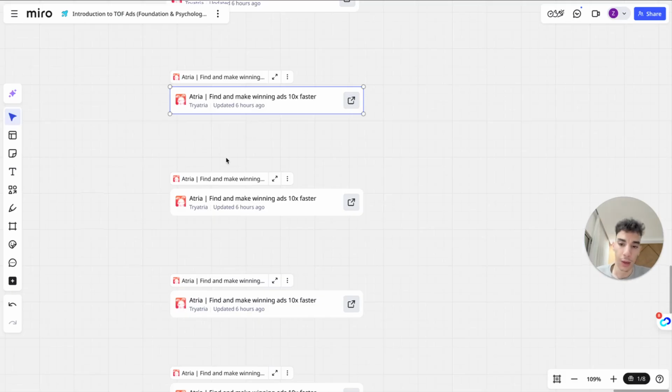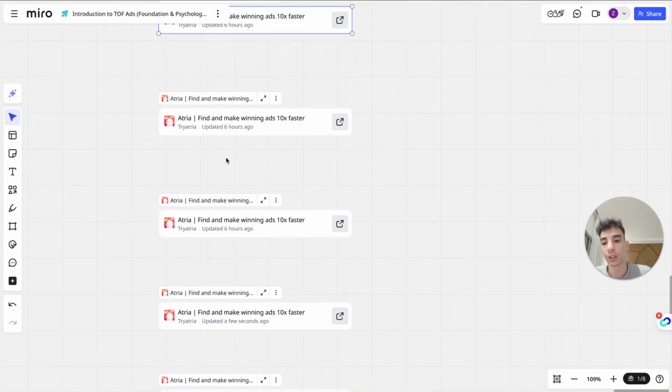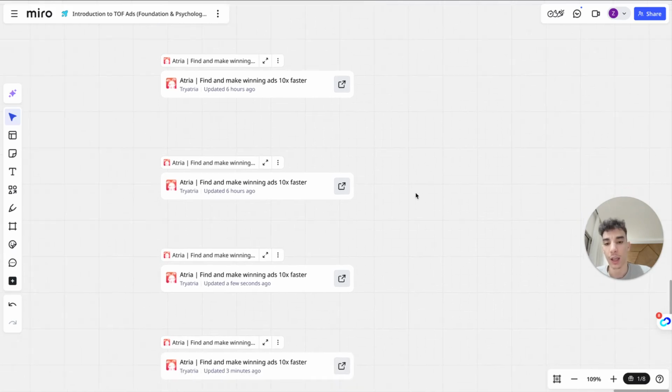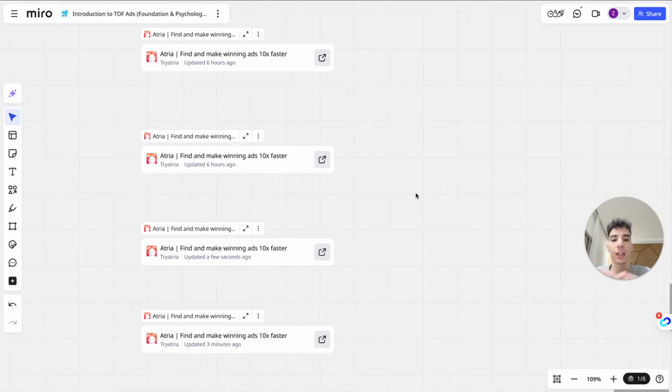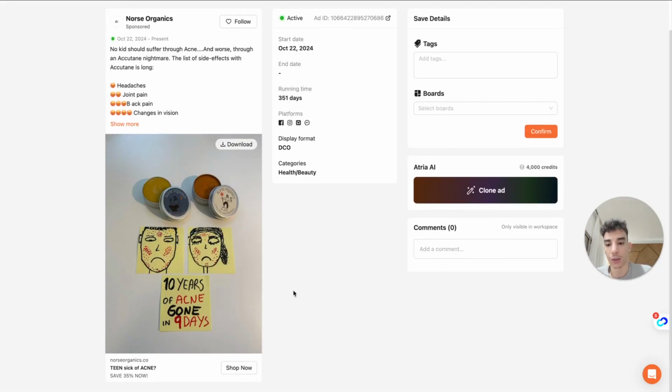So by now, I think you get the idea behind the top of funnel: they're not trying to sell, it's more like educate, resonate, and open a conversation that's going to get closer layers on the pre-sale page or the advertorial. Right now, I'll show you literally just an image ad: "10 years of acne gone in 90 days," a normal static image.